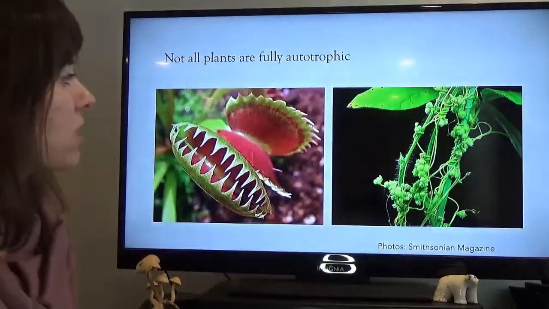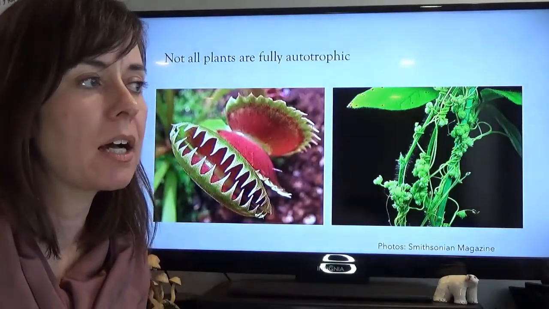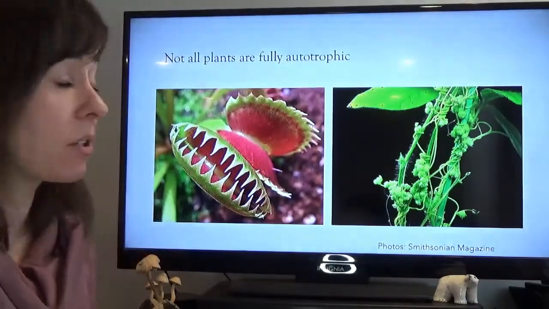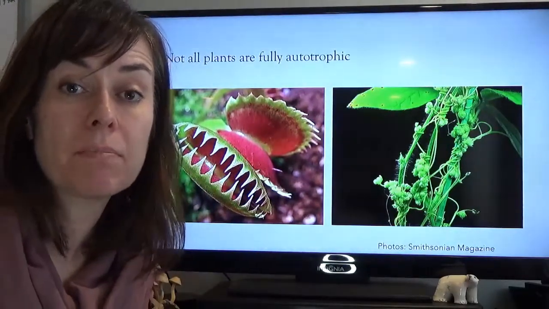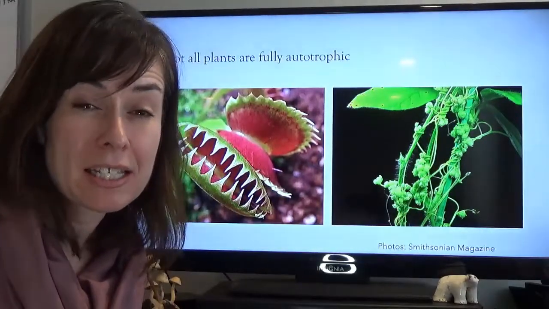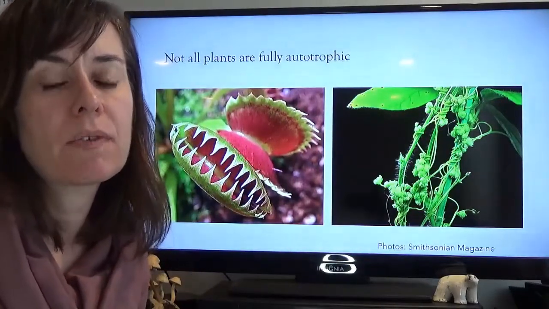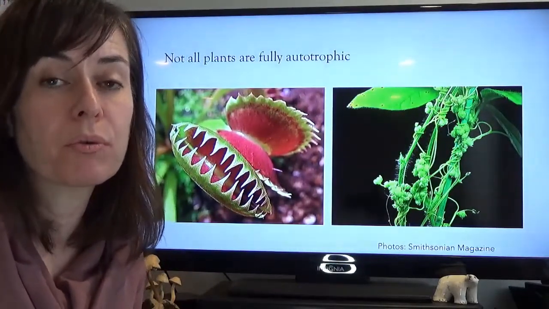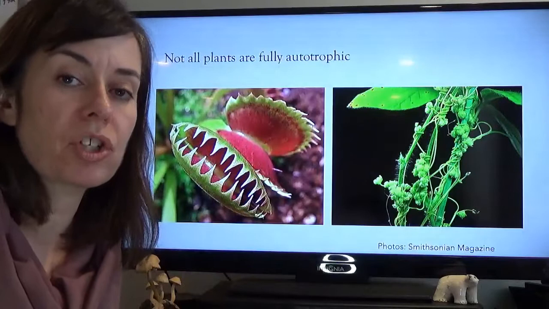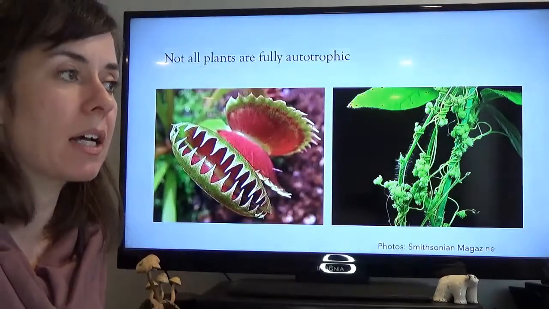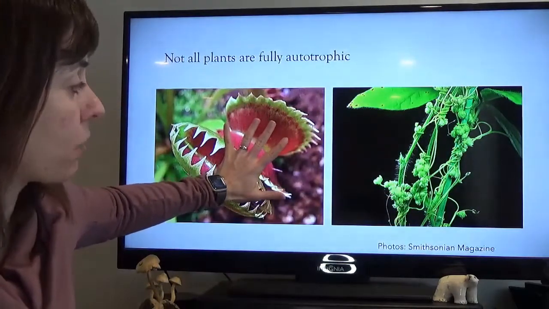We know that not all plants are fully autotrophic. Here we have a couple of examples. One is this insectivorous plant or carnivorous plant. In this case, it's a Venus flytrap, but we know there's lots of plants that have evolved the ability to trap and digest insects because they live in very nutrient-poor environments that don't support sufficient carbon dioxide uptake through photosynthesis. Okay, so other forms of nutrition and energy supply have been developed through the evolution of carnivorous plants.